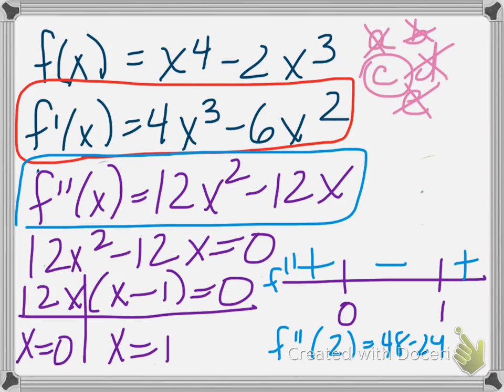So you're looking for sign changes, and you can see at 0 it went from positive to negative, so at x equals 0 that's definitely an inflection point. And at 1 it went from negative to positive, so that was a sign change, so at x equals 1 there's also an inflection point. So that's the answer for that question.